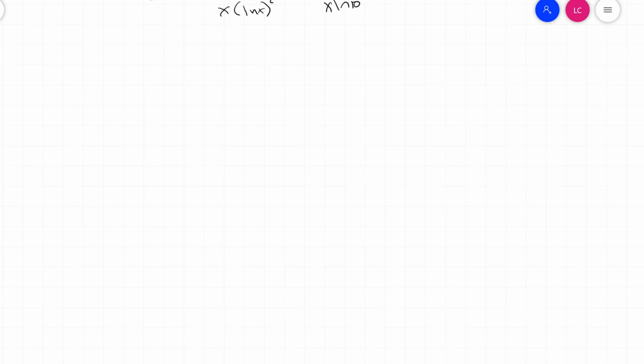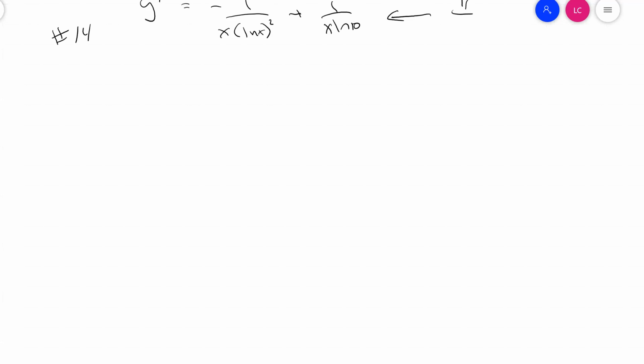All right, so let's go to number 14, that same assignment. So 14, another challenging implicit differentiation. Okay, so to take the derivative with respect to x, I get derivative of ln of stuff is 1 over stuff times the derivative of stuff, which I see is the product rule.